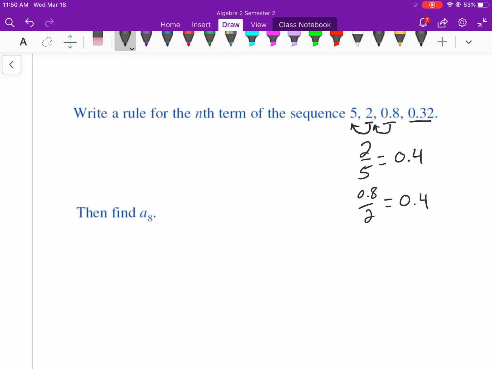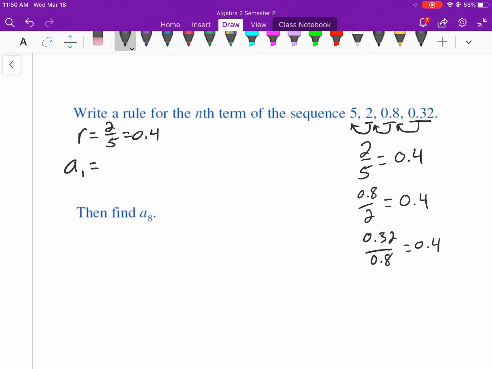Since those are the same, which you would get the same thing if you did 0.32 divided by 0.8, that would be 0.4. That is how you are finding your common ratio on harder ones like this, where it's tough to see. It's not just a whole number you're multiplying by or dividing by. It's going to be some type of fraction. So in this case, we got a ratio of 2/5, or you could say 0.4. Either way works.